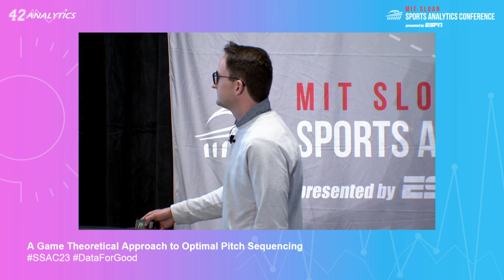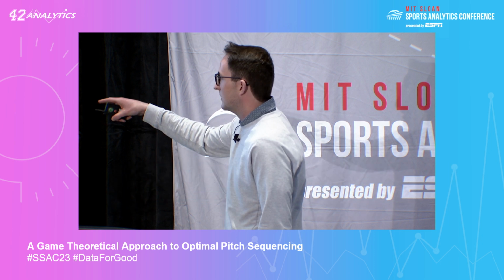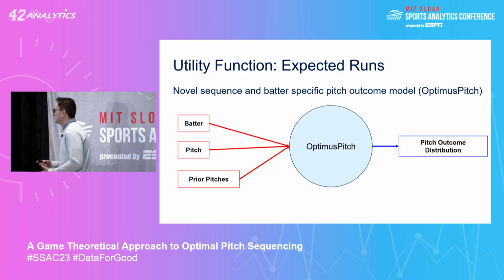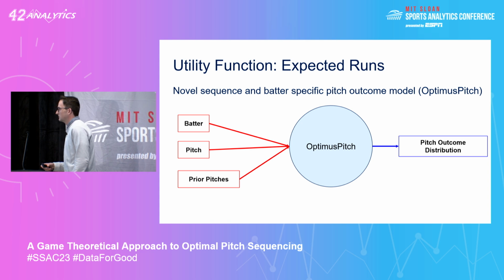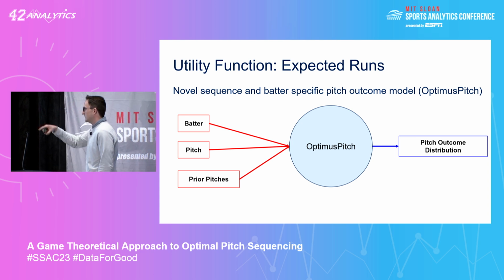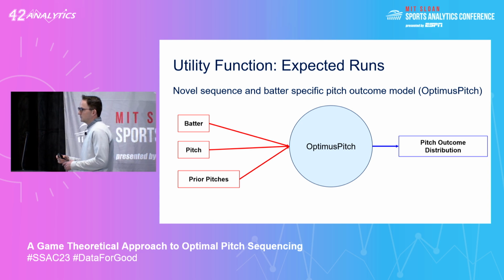So yeah, this model, which is sort of the brunt of our utility function, it's batter specific. So we actually have a batter embedding, which is just a vector representation of a batter. So yeah, if it was Kevin Kiermaier instead of Brett Phillips, it would have been a different recommendation.